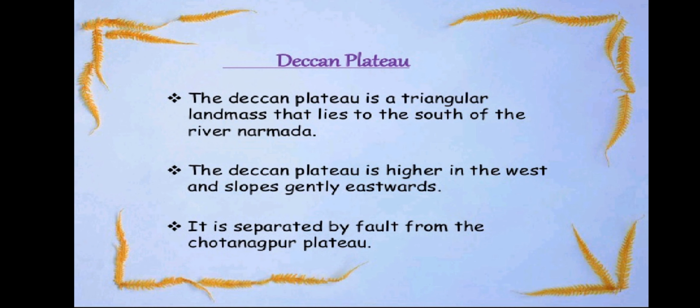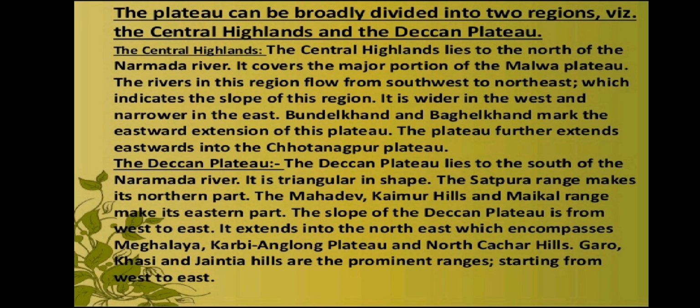The plateau slopes gently towards east. That's why most of the rivers drain their water into the Bay of Bengal, which lies in the east. The eastern edge is marked by Eastern Ghats, which is broken into small hills by rivers. Again, if some doubt is there, let us clear.